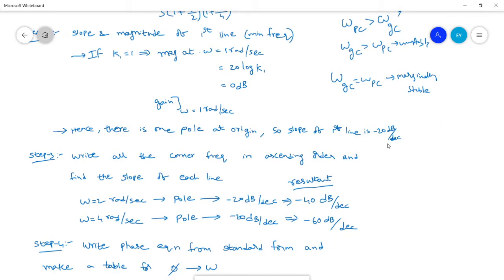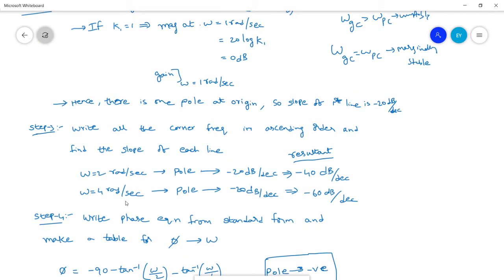So at omega equal to 2, that means the pole at 2 radians per second, what does the pole give? That gives minus 20 dB. So the resultant actually is minus 40. Why? Because the pole at origin is contributing minus 20 dB initially, and we need to add minus 20 dB to this. Right? So the pole at minus 2 is contributing minus 20 dB, that we need to add with the first line. First line, that means minus 20 dB per decade.